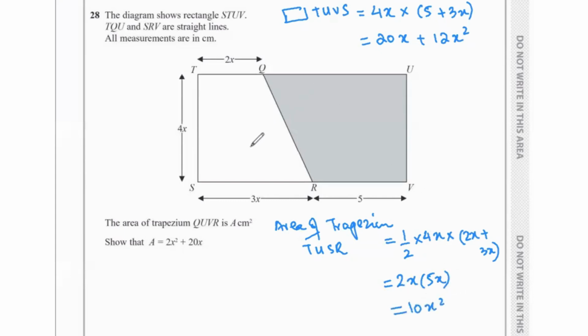So now to find the area of QUVR, which is A, that's going to be the difference of the area of the rectangle and the trapezium. So 20x plus 12x squared minus 10x squared, and that's going to be 2x squared plus 20x. And that is your answer.